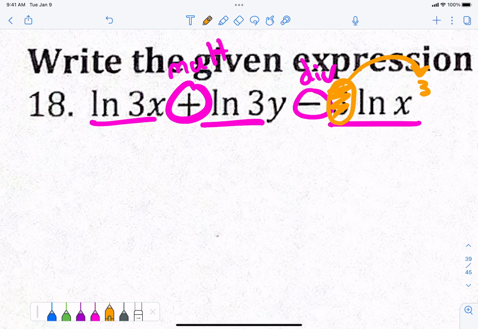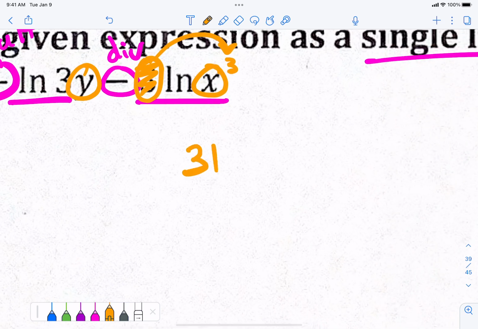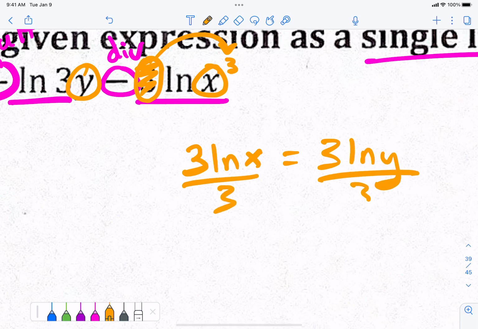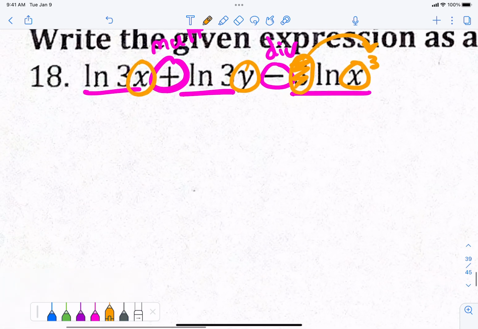What if all the numbers in front are the same number? Nope, don't cancel them. Because you could have an x and a y and a z here, so that would be x to the third, y to the third, z to the third, and those don't cancel when you're reducing. The only time that would happen is if you have 3 ln x equals 3 ln y. Then I could divide this side by 3, and that could go away. But you don't want to just cancel them if they're all on the same side.